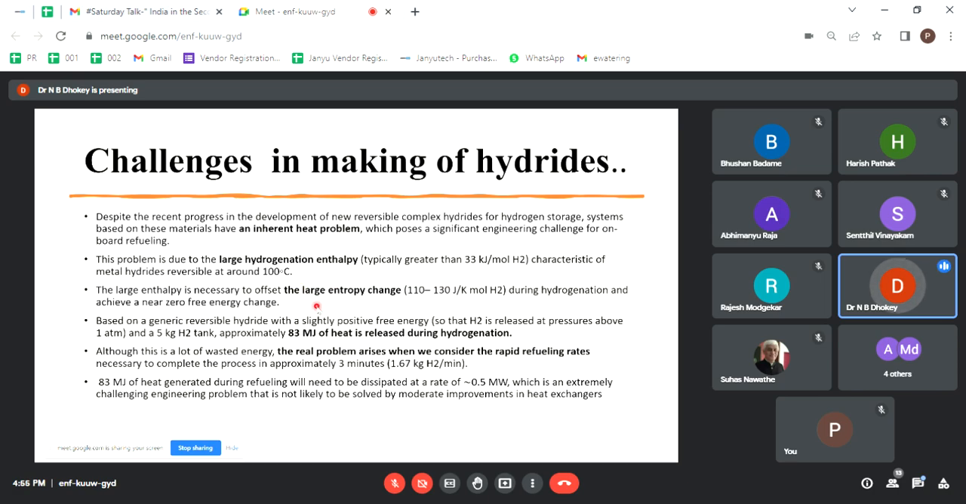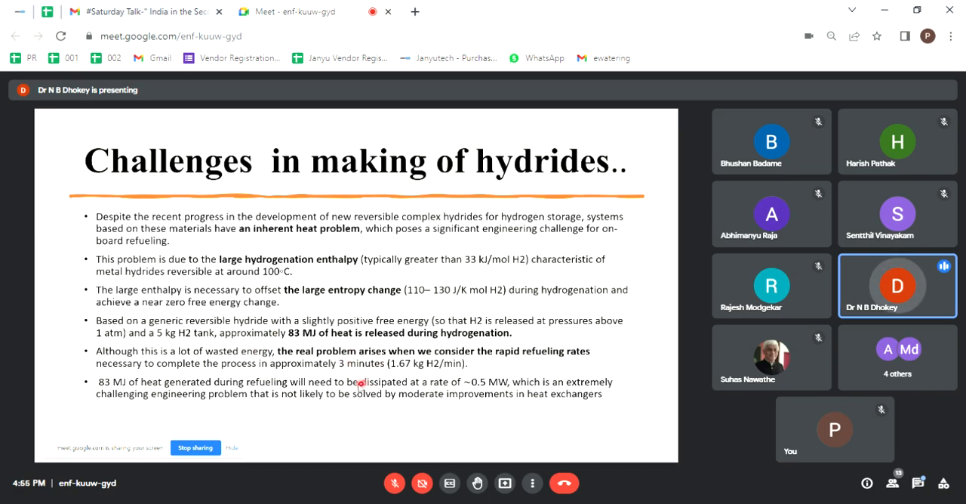And while doing so, the entropy of the system also goes up. So the overall entropy of the charging system goes up. So you need to control it, it has to be under control. So you need to design a cooling system so that you can safely charge and recharge by hydrogen.